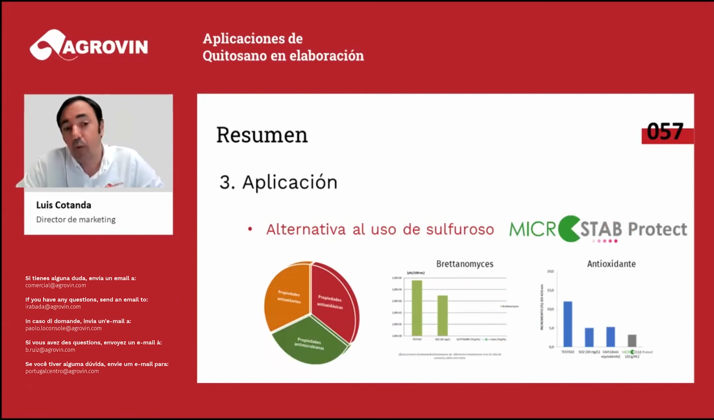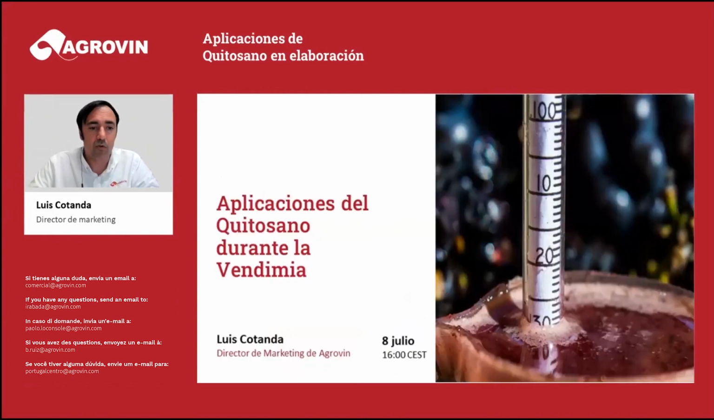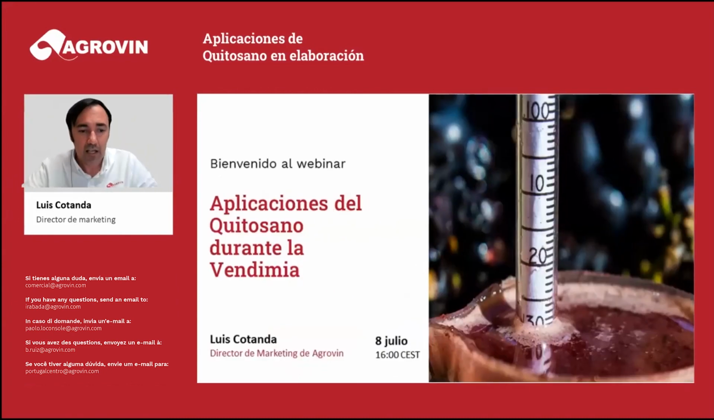And we finished by presenting an alternative to the use of sulfur dioxide, combining the antimicrobial properties of chitosan with glutathione that is giving us this extra protection that we need during the whole winemaking process if we want to reduce the level of sulfur dioxide.